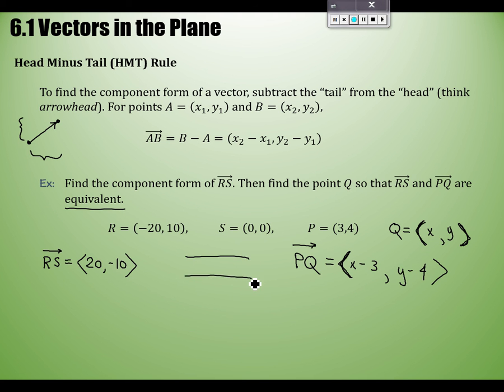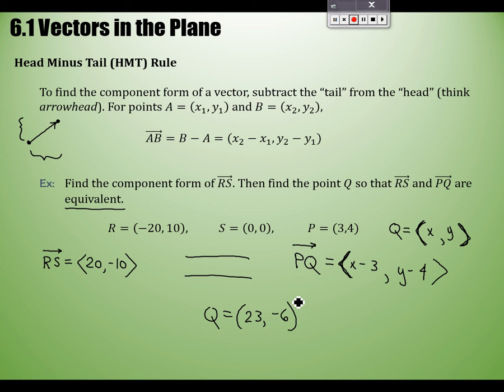And then we're also told that they're equivalent. That this 20 comma negative 10 is the same thing as x minus 3 comma y minus 4. That should be enough information for you to tell me what x and y are. And then once we know that, we'll be done, right? So if x minus 3 is also known as 20, then what must x be? And if y minus 4 is also known as negative 10, then I think we're done.